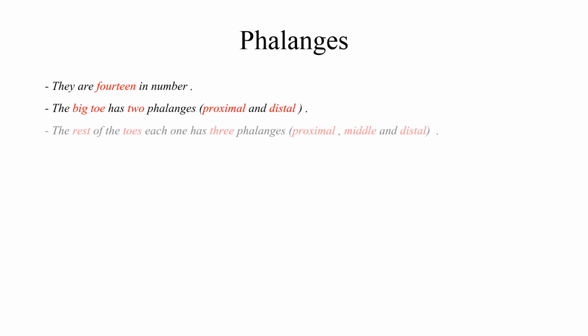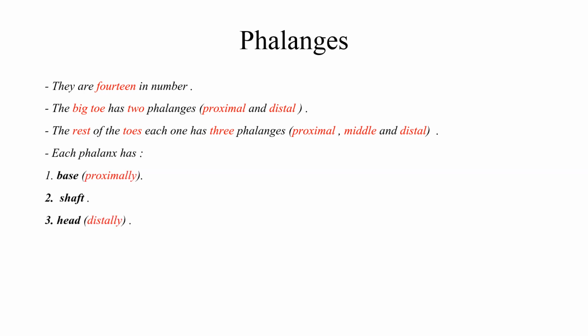Phalanges or phalangeal bones. They are 14 in number. The big toe has two phalanges, the proximal phalanx and the distal phalanx. The rest of the toes, each one has three phalanges, proximal phalanx, middle phalanx, and the distal phalanx. Each phalanx has head, base, and shaft. The base lies proximally, the shaft in the middle, and the head lies distally.